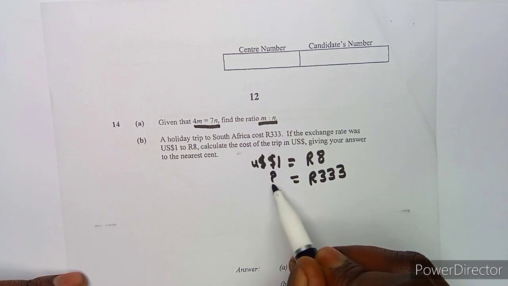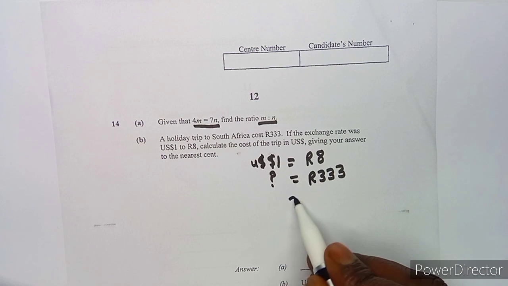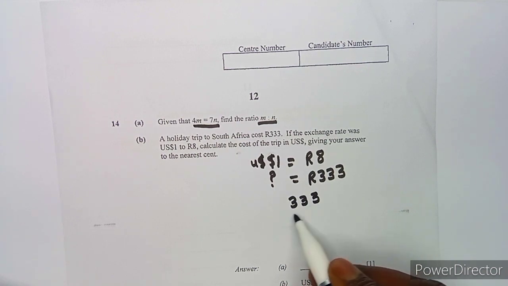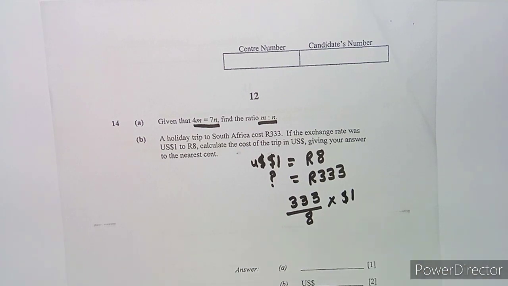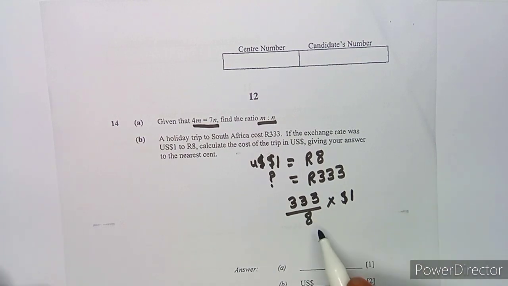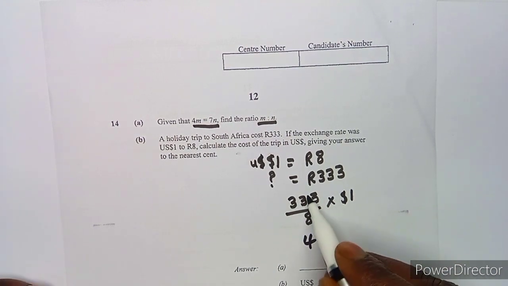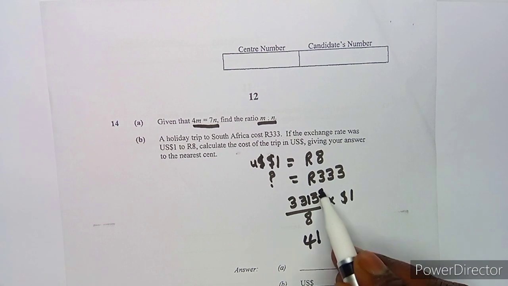So what is going to be the equivalent? Just your simple proportion, guys. What you are given is 333 over 8 times what? Times a dollar. Then you convert your answer to the next decimal place. So there you have to divide properly, guys. 8 into 33, that is into 32, which is 4 times remainder 1. 8 into 13, that is 1, remainder of what? 5. Okay, into 50.